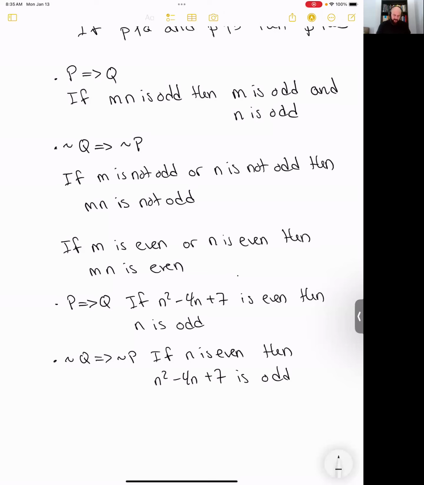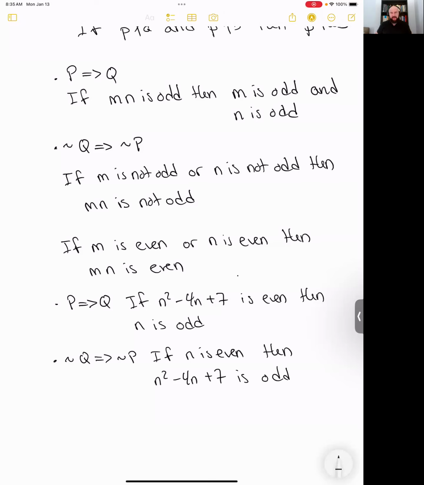Now, again, we could go through all these and figure out whether they're true or not, but whether or not the implication is true is not even exactly what we're focused on. Instead, what we're focused on is the fact that the implication and its contrapositive are logically equivalent. So if one is true, the other one's true. If one is false, the other one is false, right? That's what's important.